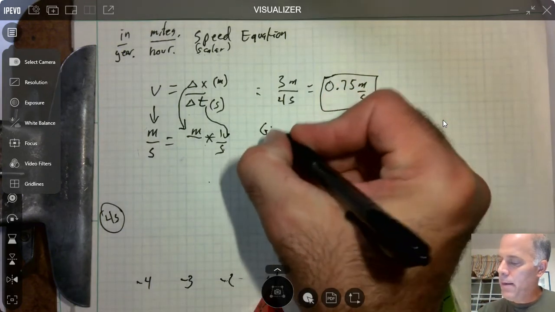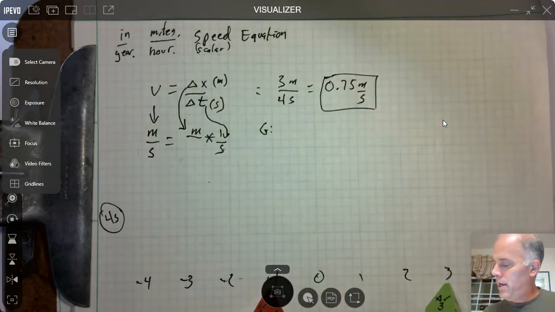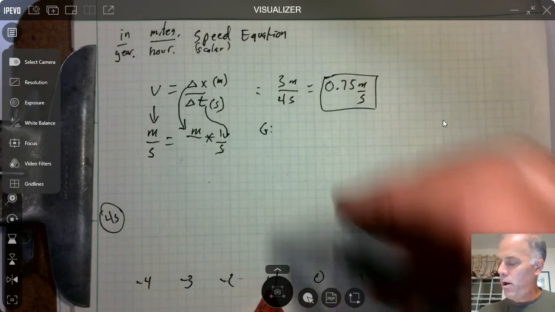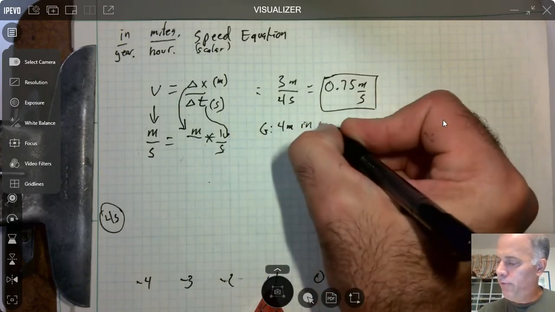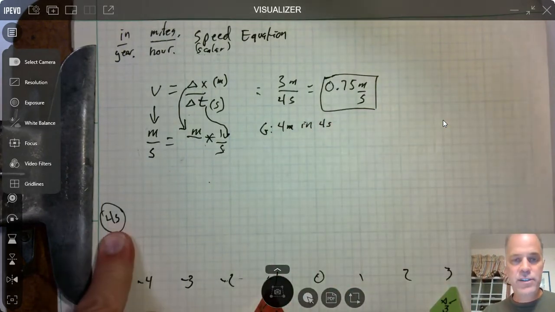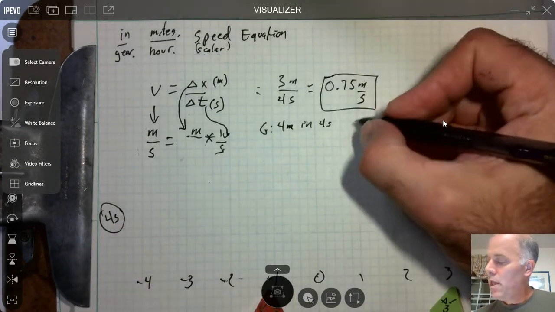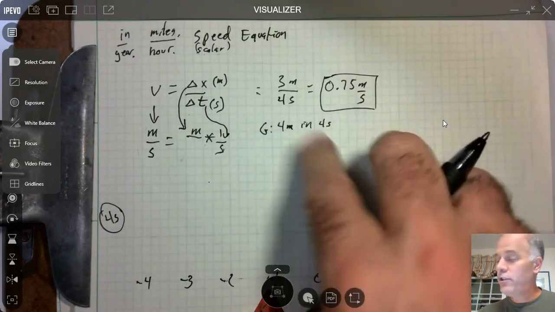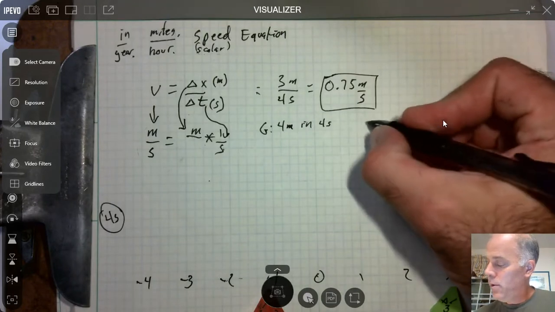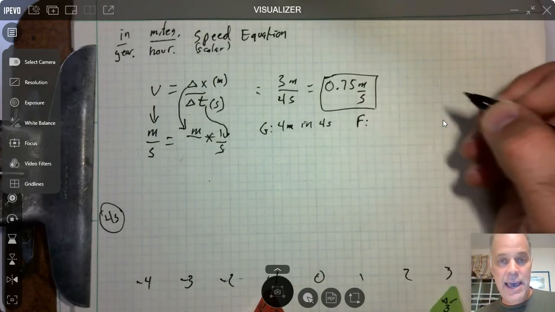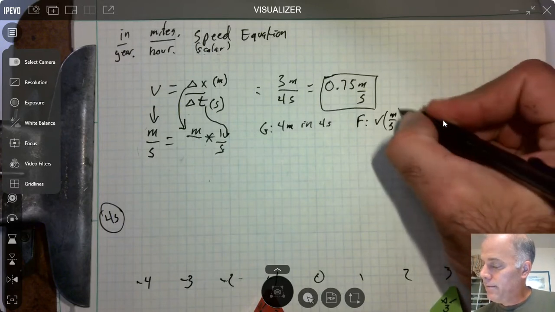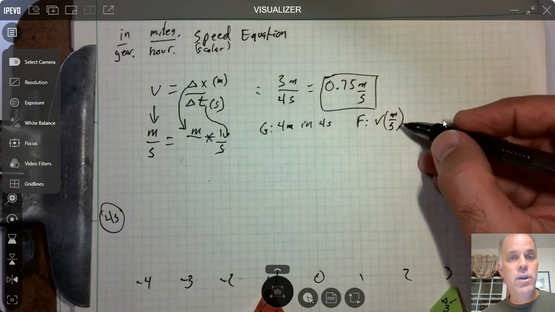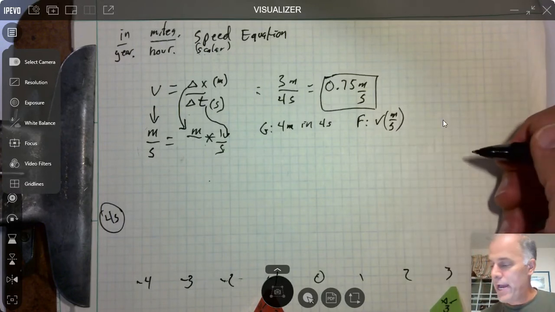So G, remember, is given, and we say it is 4 meters. We can figure that out from the diagram. 1, 2, 3, 4. 4 meters in 4 seconds, because that's given 4 seconds. That's all the information that is relevant, so that's all that we write down. We are supposed to find, that's the F, the speed in meters per second. Remember, we always write down the units that we're supposed to get so we can do our final check.